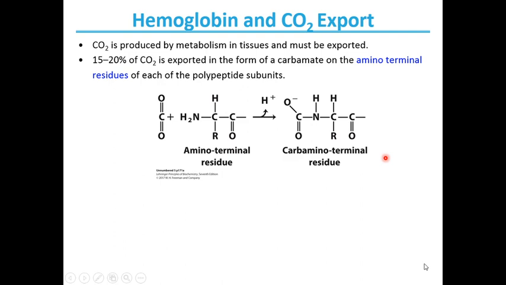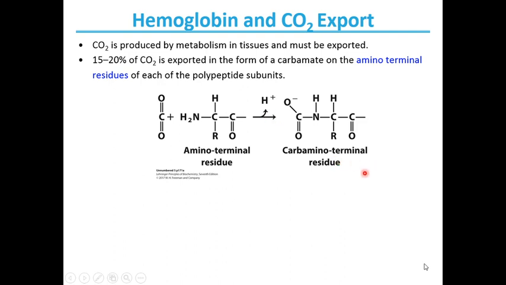Hemoglobin also binds carbon dioxide, again in a manner inversely related to the binding of oxygen. Carbon dioxide binds as a carbamate group to the alpha amino group at the amino terminal end of each globin chain, forming carbaminohemoglobin. This reaction produces H+, as you can see, and this contributes to the Bohr effect.